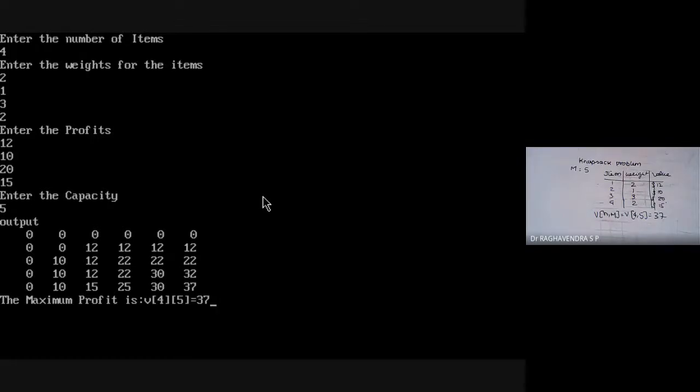So the next one is backtracking and branch and bound. In my next class on Monday I'm going to take backtracking and branch and bound. Okay, I will finish this as early as possible.